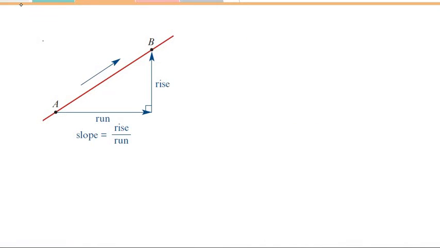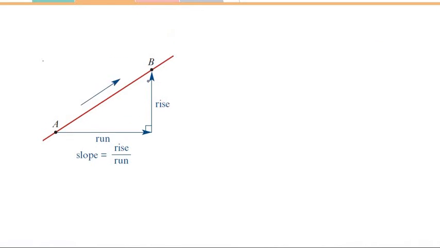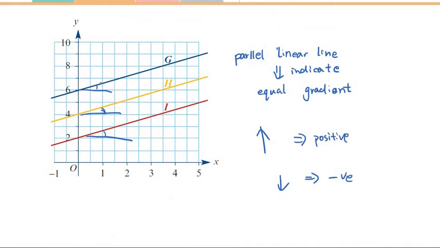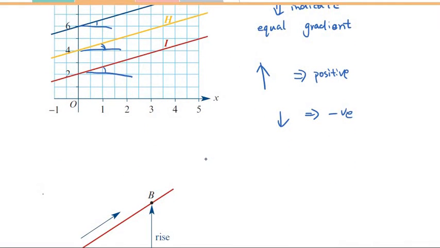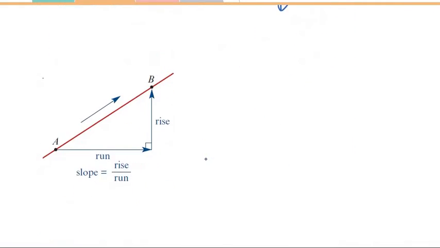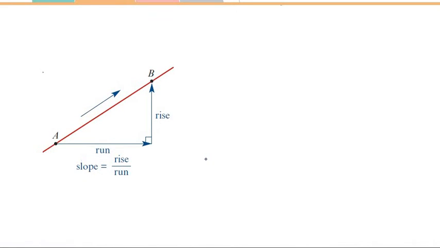Okay, next section we're going to move on to calculating the gradient. In the previous part, we talked about gradient being about the angle between the horizontal line and the linear line itself. But if we're talking about angles, there is something that most students hate. It's called trigonometry, and gradient is related to that. So if I look at this angle over here, I've changed the color, I'm going to label that as alpha.